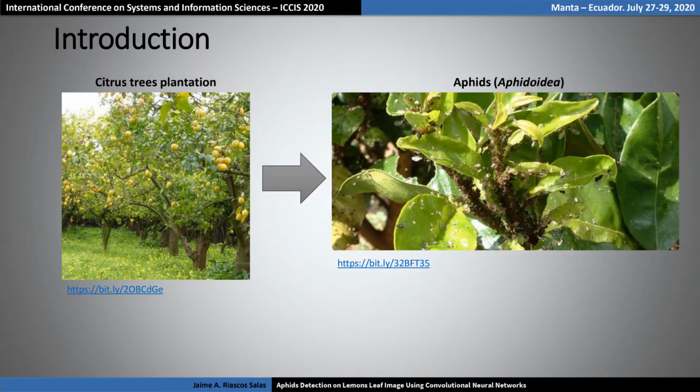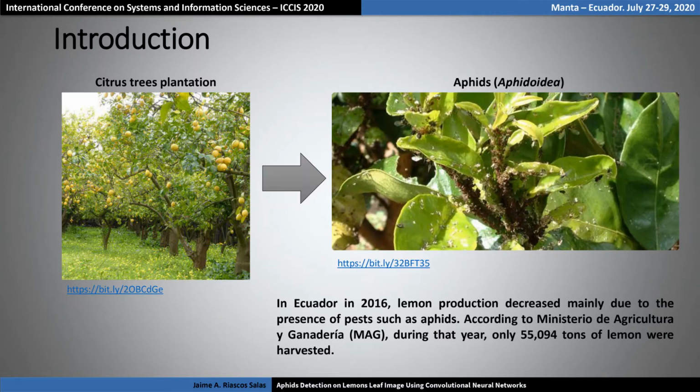Aphids are among the most destructive pests of lemon plants. They are small insects that suck plant sap and affect the crop growth. In the image, we can see an example of aphids on lemon plants. To have an idea about the magnitude of the problem, in Ecuador in 2016, lemon production decreased mainly due to the presence of aphids. Currently, the traditional method of aphid detection is to identify the small insect manually.